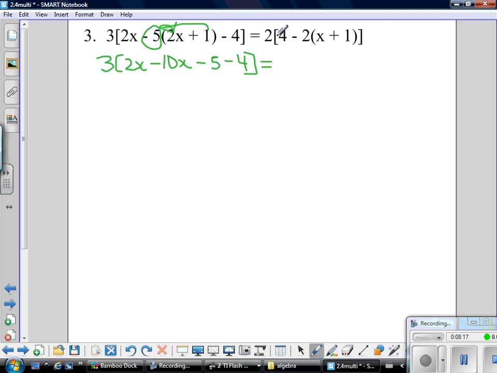Now I go look at the next side. The next side also has square brackets, but then I have to look in deeper and I have a rounded bracket. So that's what I'm going to do first. Okay, you cannot go 4 minus 2. You have to follow order of operations. So I have 4. Negative 2 times x is going to be a negative 2x. Negative 2 times a positive 1 is a negative 2.